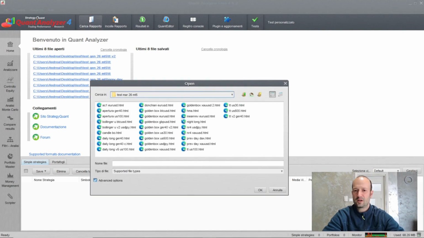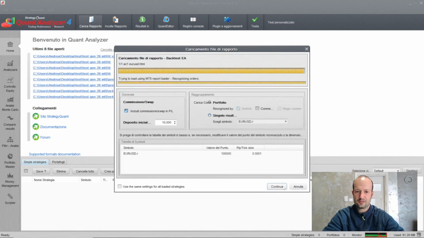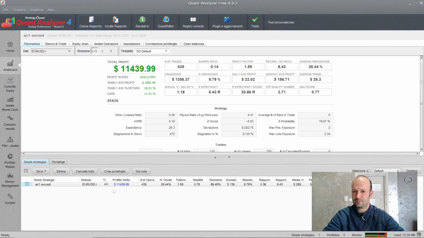I have them all. All the tests in a single folder. They must be in HTML format. So for example, now let's import one and I'll show you what you need to do. So we import our test, click OK, continue, and the test is imported. At this point, it's essential.